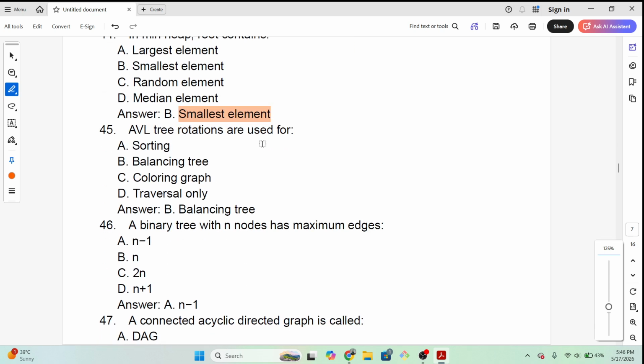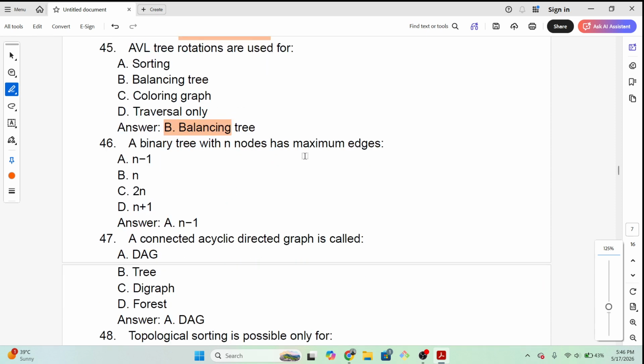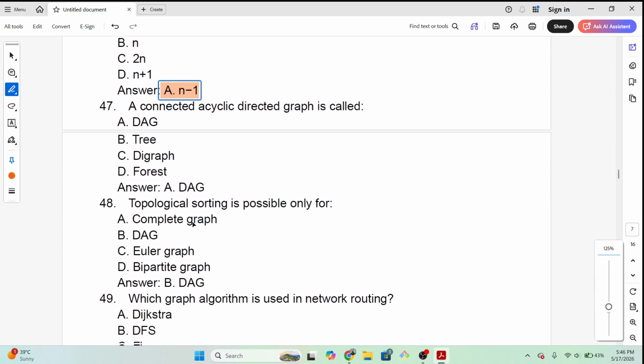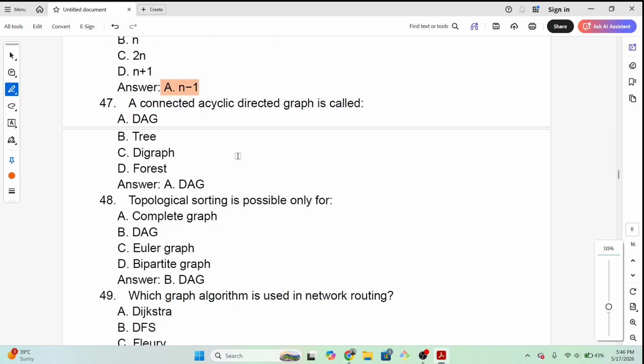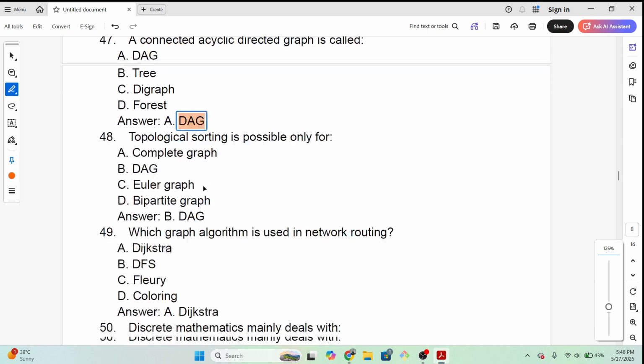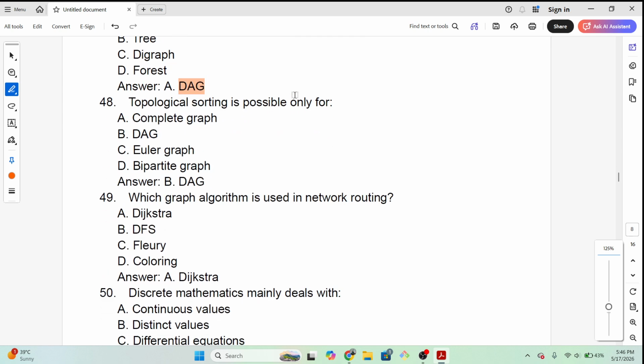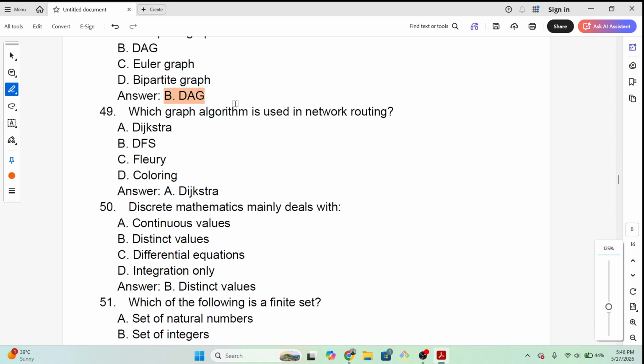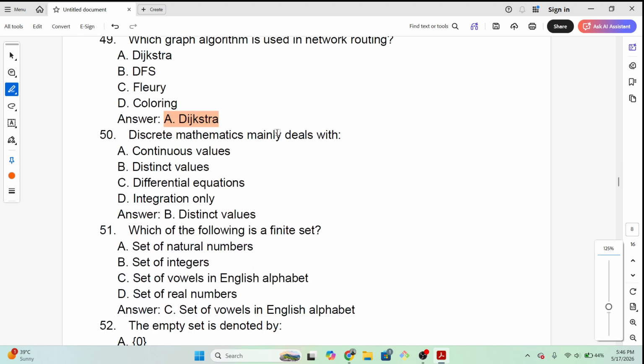AVL tree rotations are used for balancing. A binary tree with n nodes has a maximum of n minus 1 edges. A directed graph with no cycle is called a directed acyclic graph. Topological sorting is possible on a directed acyclic graph. Dijkstra's algorithm is used in network routing. Discrete mathematics mainly deals with discrete values.